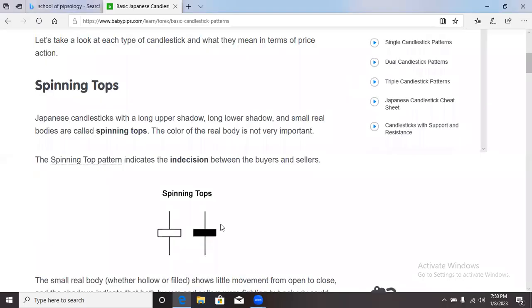Yes, this is another candlestick. It's called a spinning top. A spinning top is also a reversal candlestick. As you can see over here, there are two. They can appear as one or two. If it's one, it's a spinning top, but if there are two, they are spinning tops.